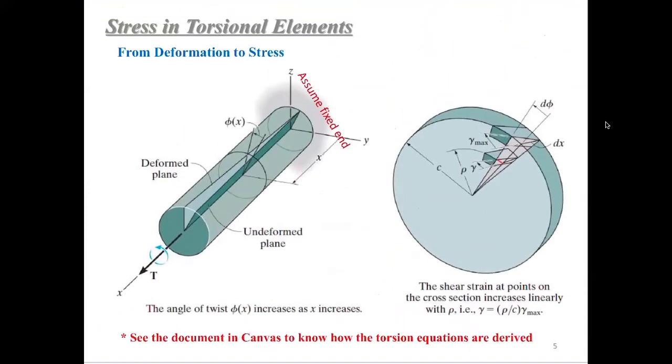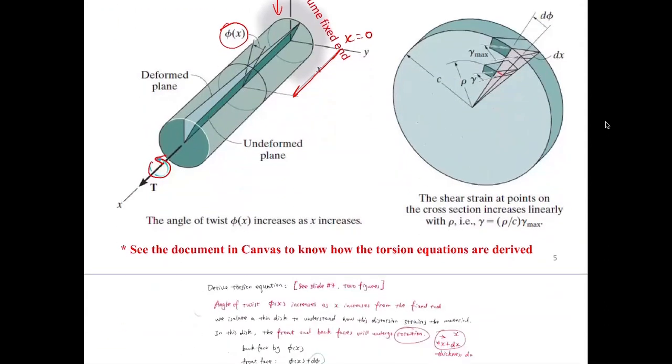Okay, so basically in a torsional element, we assume that one end is fixed. This derivation starts from this point. You assume this end is fixed, then you apply a torque to the other end, then this thing will be twisted, right? So you can see that the angle of twist is called phi, and it's a function of x. So x equals 0 at the fixed end, and it increases following the direction of x. So this phi of x, this angle of twist, also increases linearly with the increase of x. So this is a basic assumption. Based on these assumptions, we can derive the equations as shown here.